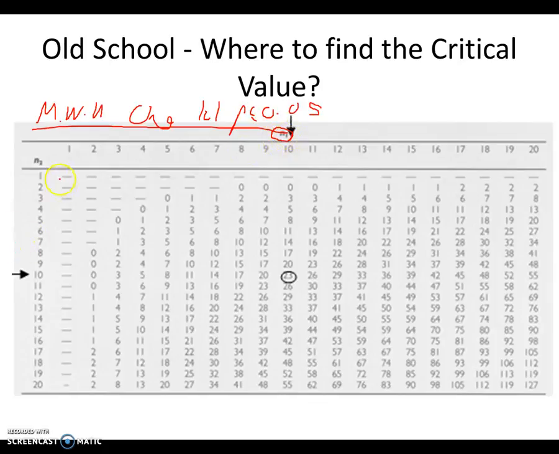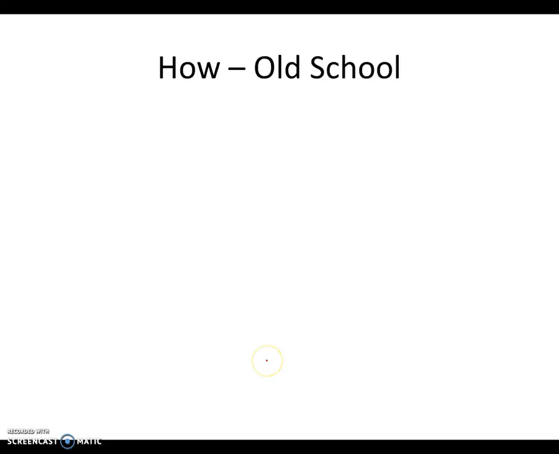N1 and N2 refer to our number of participants. So let's say I use 10 firstborn twins, 10 secondborn twins. I see where they meet, and there's my critical value. It doesn't matter if I was working in 1960 or 2016. If I use 10 participants in each of my groups, and I was using a p-value of less than 0.05 and a one-tailed test, that's always going to be 23. Okay. So we've found our critical value.